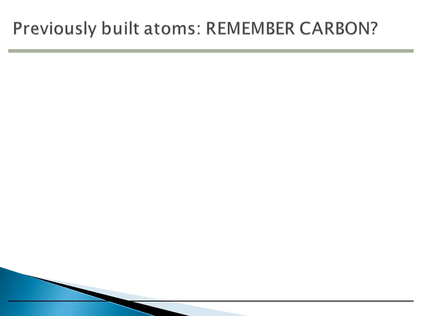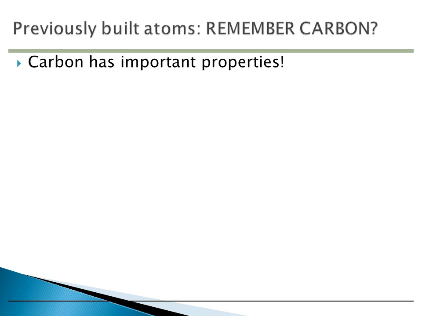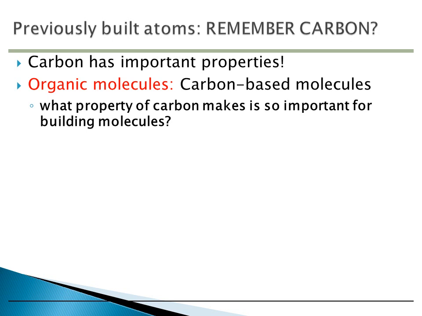So as we begin, I want to focus on carbon. So we should all remember carbon. We went through a little introduction into chemistry, into building atoms. So we should have a good idea of what carbon looks like. In terms of living systems, carbon has very, very important properties. We are all carbon-based life forms. So with that, you've probably heard of the term organic molecules. Organic molecules basically means carbon-based molecules. The question you might be asking is, why is carbon so important? What property of carbon makes it so important to building these biological molecules?